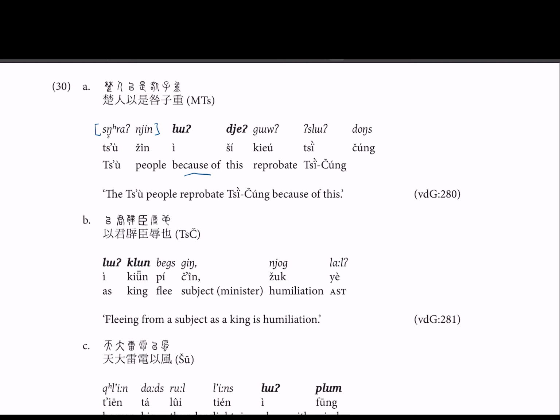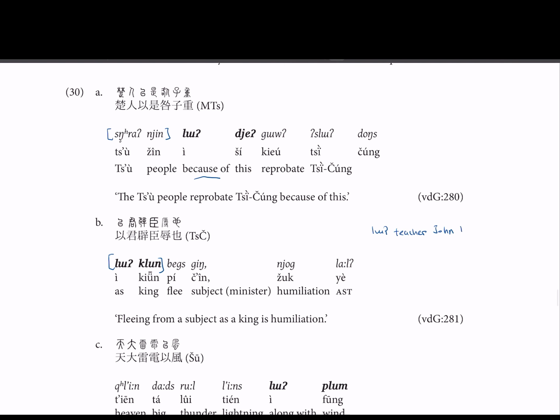Next, let's look at the sentence in 30b. Here, the coverb le is used to introduce a role as a king, le kun. Just to practice a little more, let's translate the sentence. As a teacher, John praised the student because of this. Le teacher, John le die, praised the student.